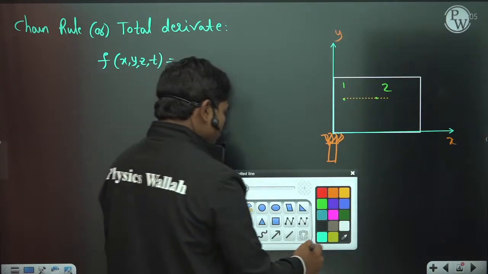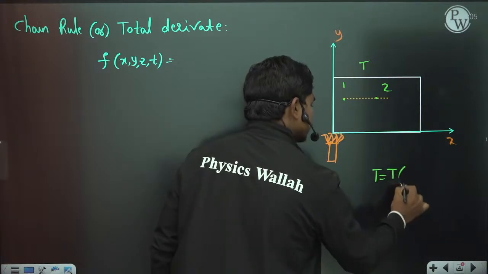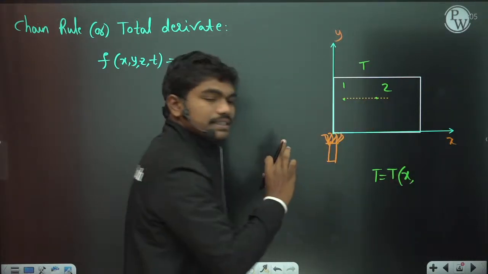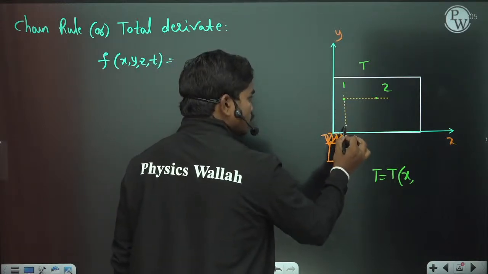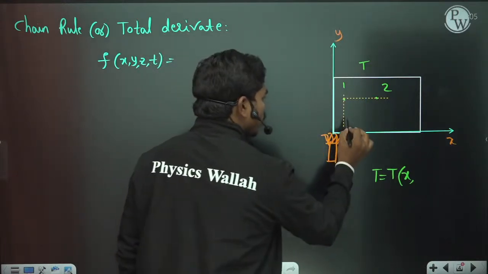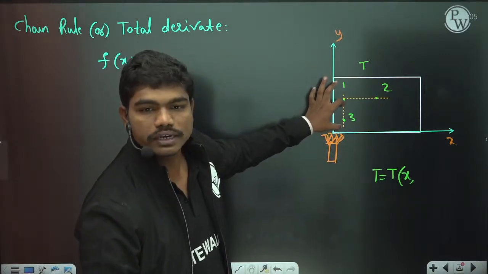Similarly, you can tell one thing, that temperature depends on x. You know this because these 2 points are separated by the x dimension. Next, let us suppose I take 2 more points, first point, and let us say this is point number 3, for example, then tell me, is the temperature between these 2 points same?